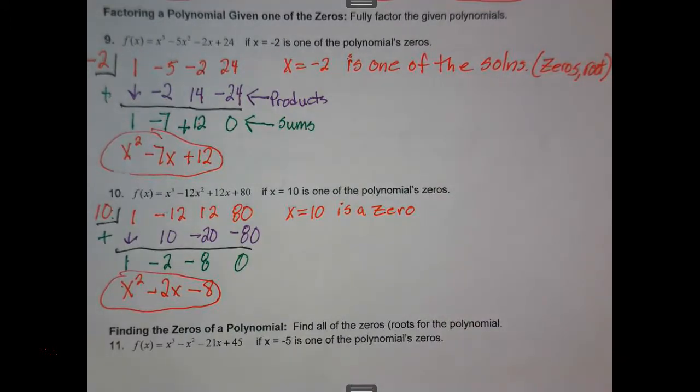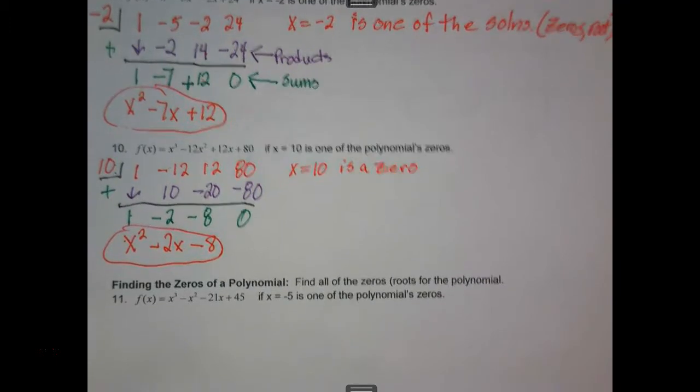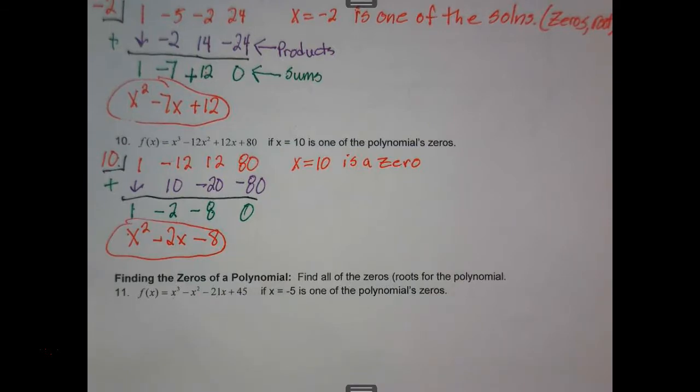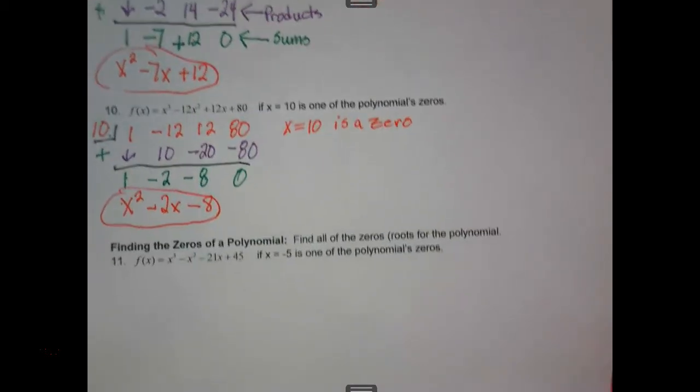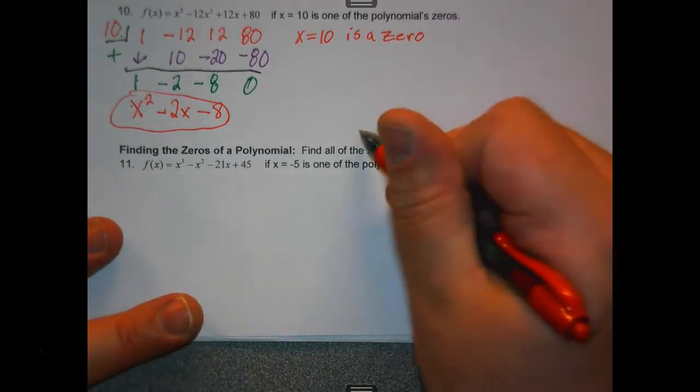Last one I'm doing. Number 11, it's asking us to find all the zeros of x cubed minus x squared minus 21x plus 45. How many solutions can I have in number 11? I could have one. Any others? What's my highest degree? So how many solutions could I have? I could have up to 3.